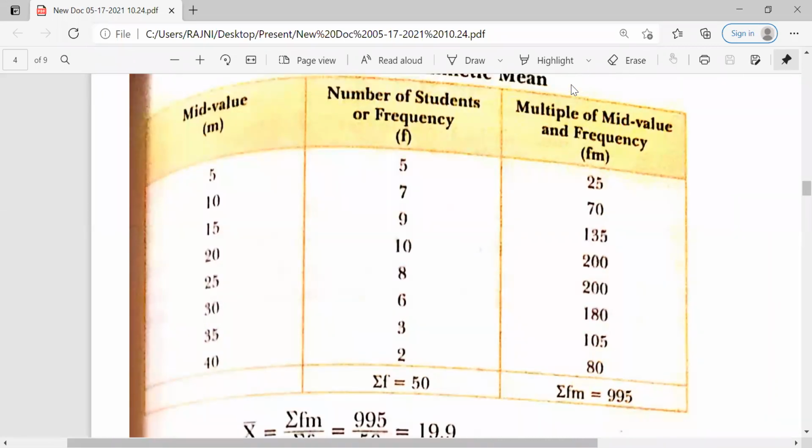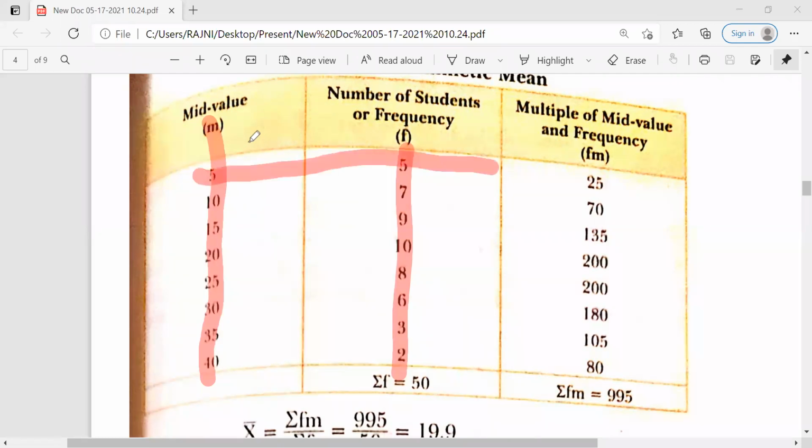In the case of the frequency distribution series, if we want to calculate the arithmetic mean, we always have to convert the class intervals into the mid value first, right? Here the mid value is given to us directly. So simply, we will follow the simple process to calculate the mean. Mid value is given, frequency is given. Our direct method to find the mean is sum of fm divided by sum of f.